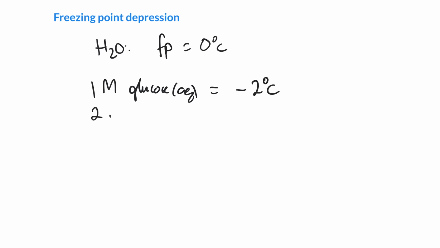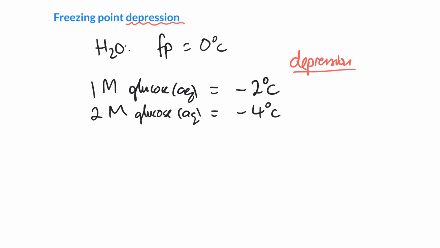And if we have 2 molar glucose, we said before, right, these colligative properties depend only on total concentration. So it will freeze at -4 degrees C. So now I think you see what we're on about here with depression. So this actually is a depression of, well, let's see, it starts at 0 and it goes down to -2, so it went down by 2 degrees. And in this case here, it went down by 4 degrees. So the freezing point depression is the temperature it goes down by.